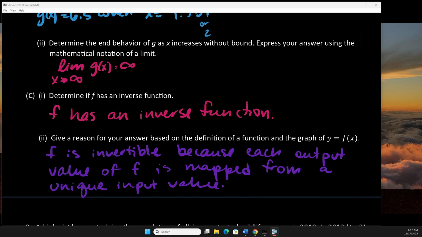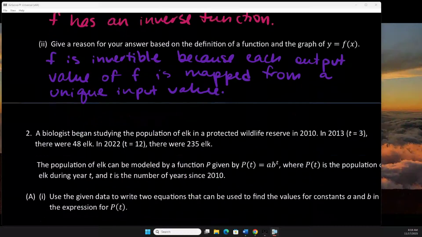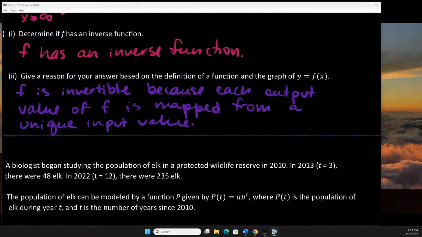Now on your test, the answer might be no. And if it is, you would say some output values of f are not mapped from a unique input value. And then you have to give an example. So if it's no, you have to give an example to earn the point. All right, so that's for free response question 1. That'll be 1 point each, so 6 points there.